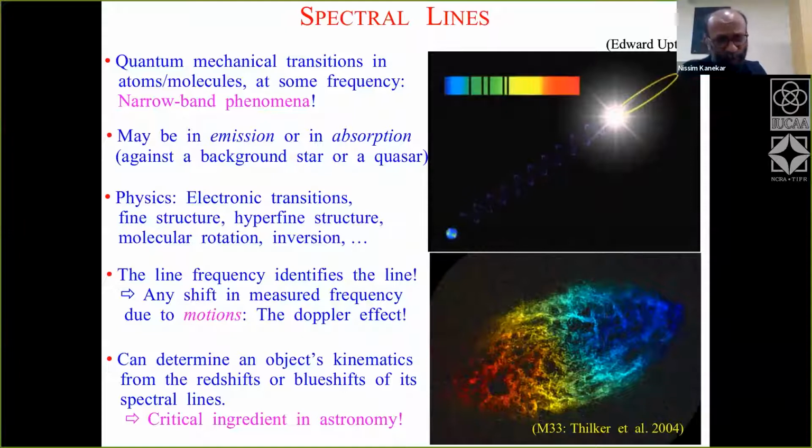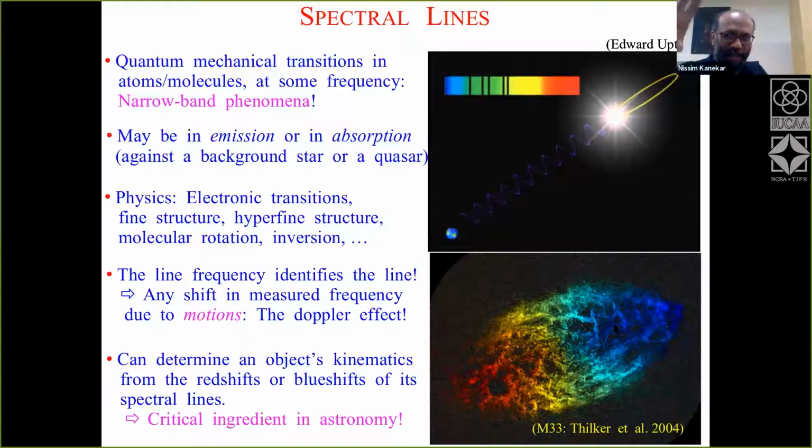The lower figure shows you an example of a beautiful galaxy, a disk galaxy, M33, imaged in the H1 21 centimeter line. And what's been done over here is that the H1 image has been color-coded by the velocity of the gas. And so what you see is that the left side of the galaxy is color-coded in red. The right side of the galaxy is color-coded in blue. And what this means is that the gas in the galaxy on the left side is moving away from us. The gas in the galaxy on the right side is moving towards us.